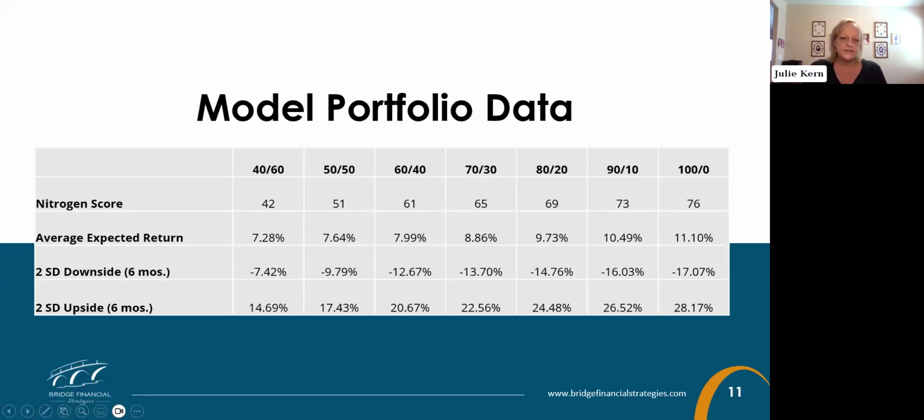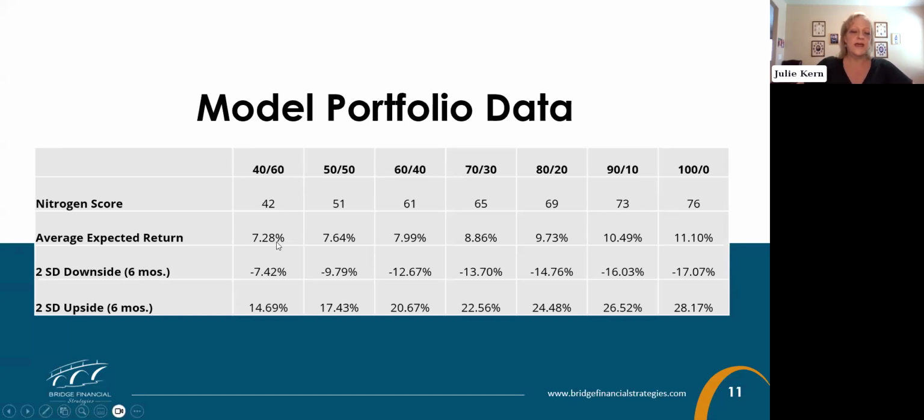So what I've done here is I pulled up, these aren't all of the portfolios that we use, but these are some of what we call model portfolios. And the first number here is the percentage that's in stocks or equities. And then the second number is the percentage that would be in bonds or fixed income. So in this case, you have a 40% stock portfolio with 60% in bonds. This would be the Nitrogen score that's associated with the portfolio. So that's where we're trying to match that to your personal risk tolerance and pick something that's reasonably close.